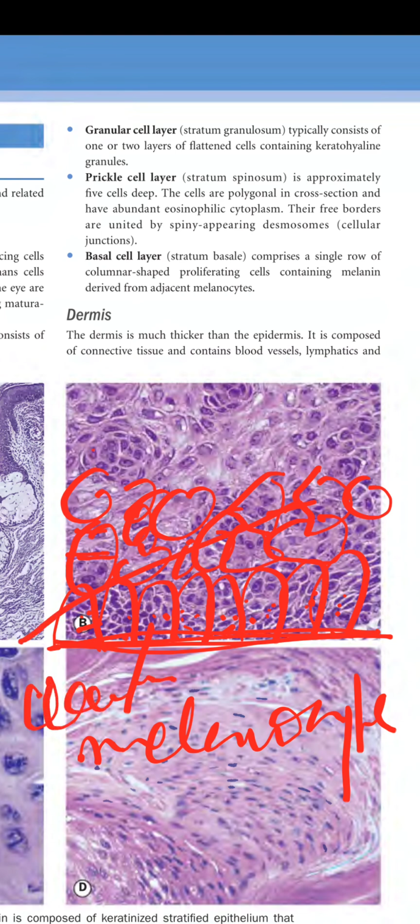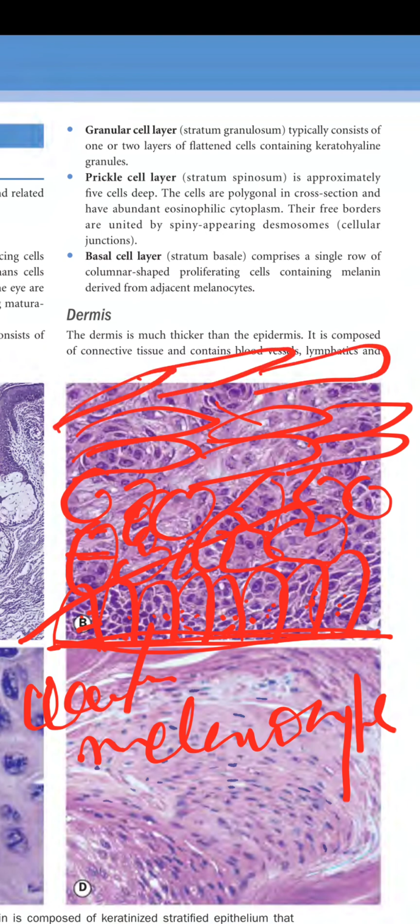Above this is the granular cell layer, known as stratum granulosum, and it consists of 2 layers of flat cells, and it contains keratohyaline granules. The superficial cells are flat cells, and they are also devoid of nuclei. They are known as the keratin layer or the stratum corneum.